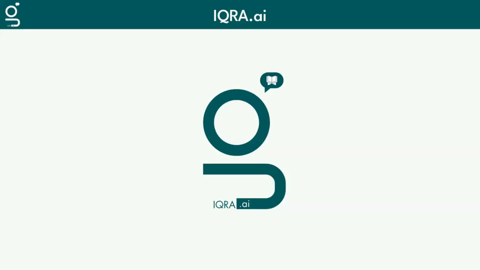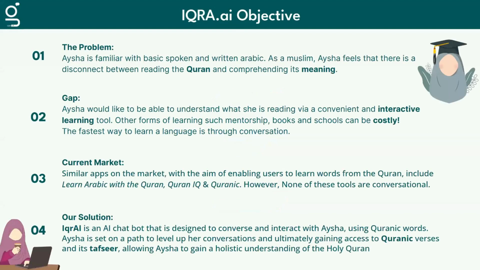So we're Team Iqra, and we're here today to present to you Iqra.ai. We built this AI chatbot to solve a problem that many Muslims face nowadays. Muslims such as Aisha. Now, Aisha is familiar with basic written and spoken Arabic, but as a Muslim, she feels that there's a disconnect between reading the Quran and understanding its meaning.